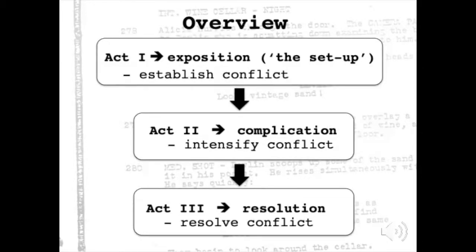As evidenced by its name, 3-act structure is composed of 3 acts. Act 1 is referred to as the exposition, or the setup. The purpose of Act 1 is to establish conflict. Act 2 is going to intensify that conflict. It's going to complicate your situation. Act 3 is going to resolve the conflict.